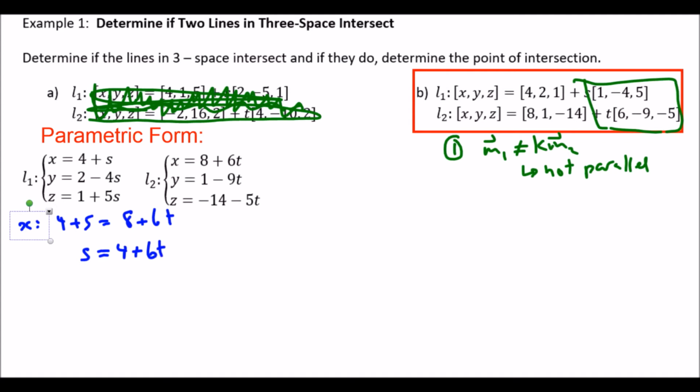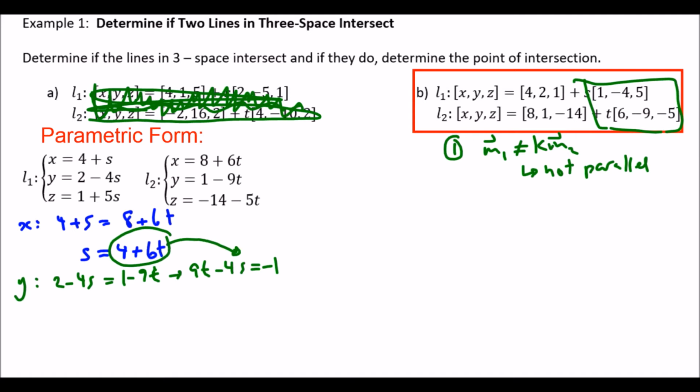So there's my x's. Let's go to y's. So y. I'm going to have 2 minus 4s is equal to 1 minus 9t. If I keep the constants on one side and variables on the other side, here I'm going to have 9t minus 4s is equal to negative 1. What can I do with this? Well, I can actually take this s and put it in here and solve. What will that do? Well, then I can solve for t, and then I can solve for s.